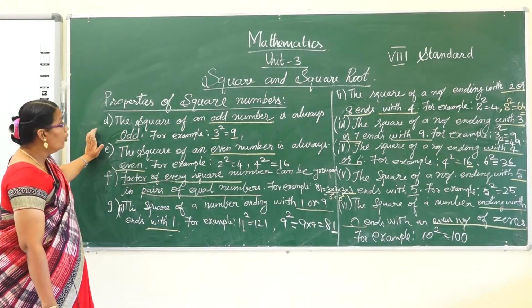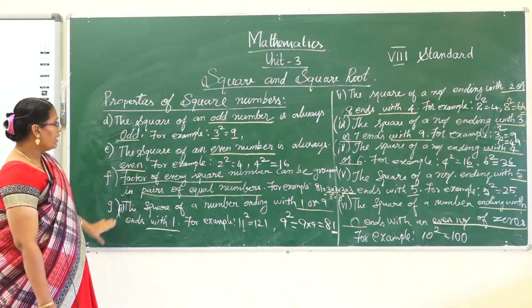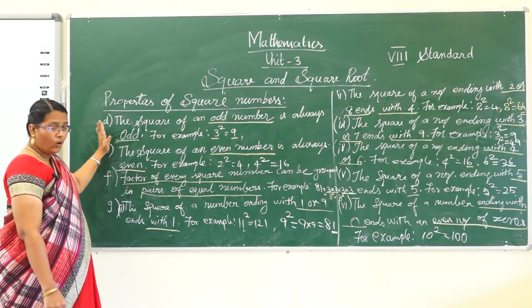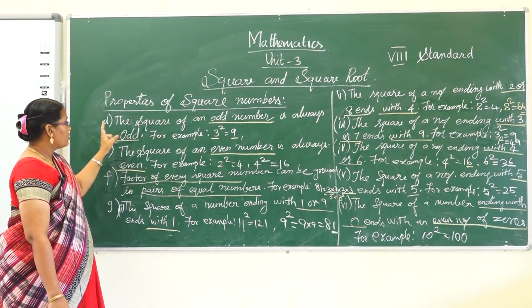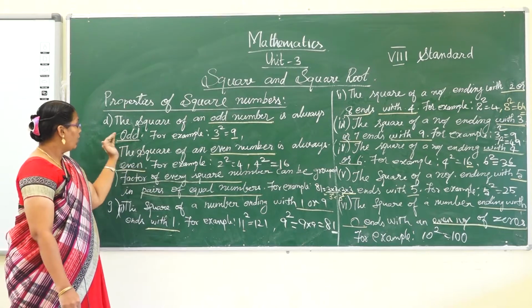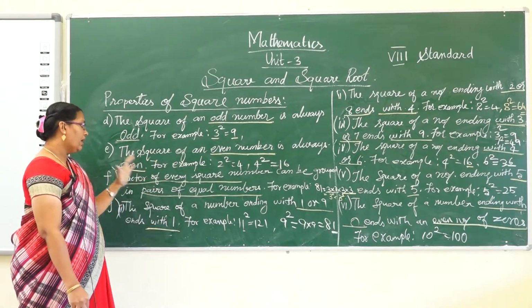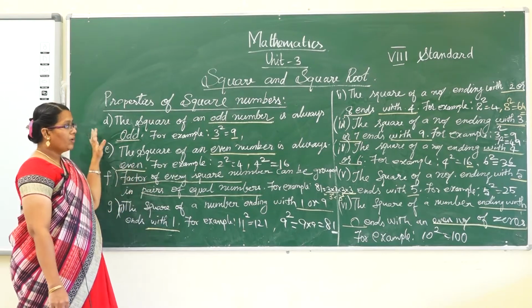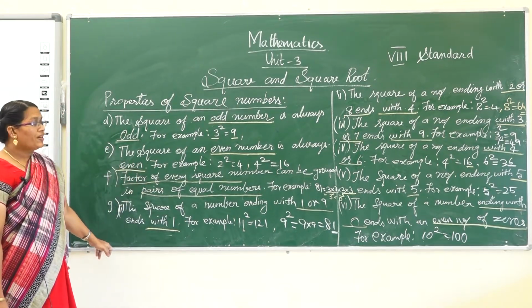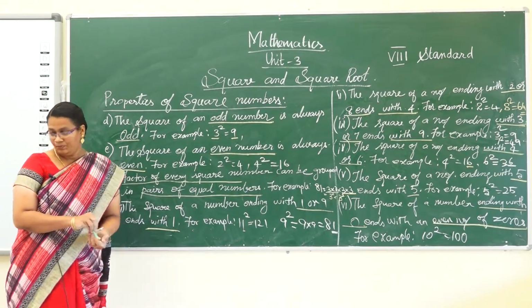I hope you understand the properties of squares up to G. These are very, very important, and we apply them in all the problems. The square of an odd number is also an odd number, and the square of an even number is also an even number. I hope you all understand the properties of squares. Now see the remaining properties.